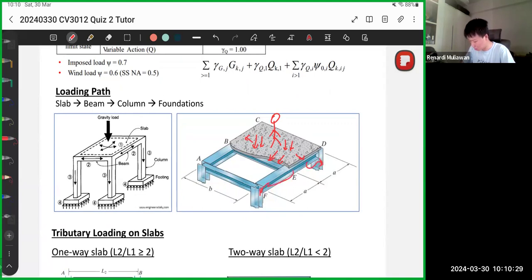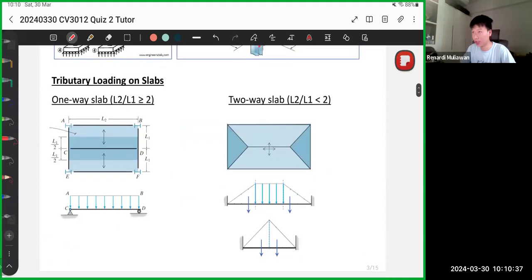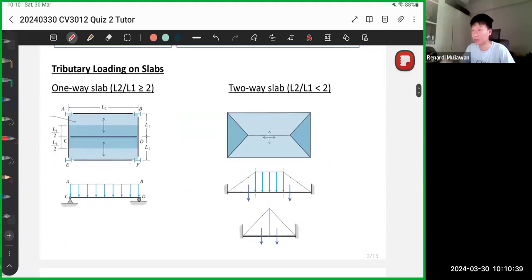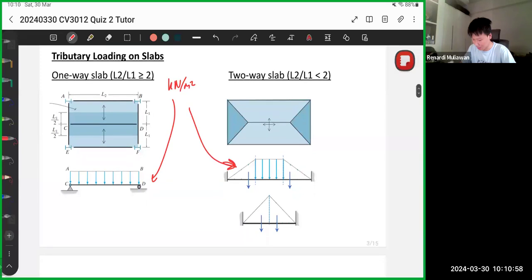So today we will learn how to transfer the loads from the beams to the columns. Last time we did tributary loadings on slabs. What we've done is we converted the loading on the slab, which is in kilonewtons per meter squared, into the UDL or point load, or triangular load.